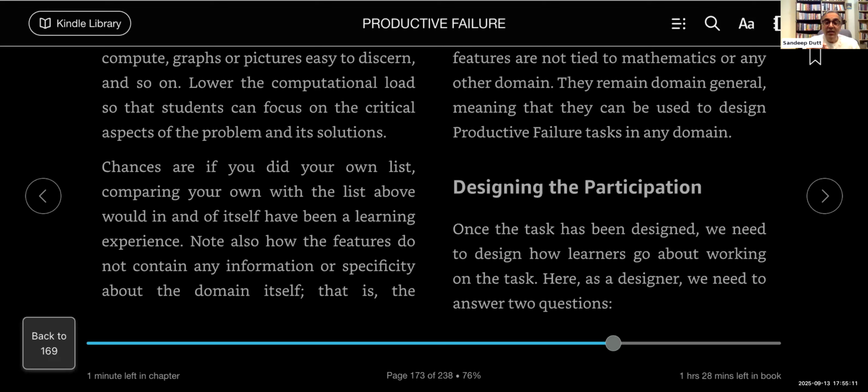Chances are, if you did your own list, comparing your own with the list above would in and of itself have been a learning experience. Note also how the features do not contain any information or specificity about the domain itself. That is, the features are not tied to mathematics or any other domain. They remain domain general, meaning that they can be used to design productive failure tasks in the domain.